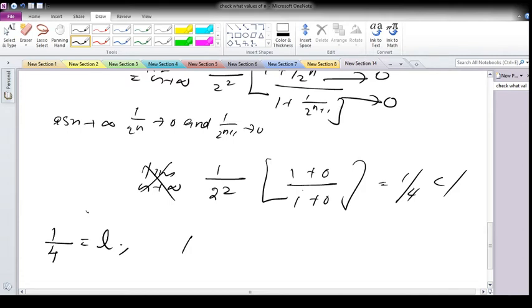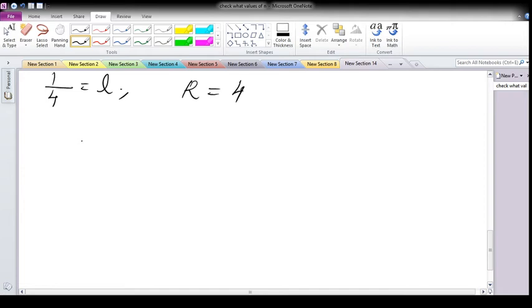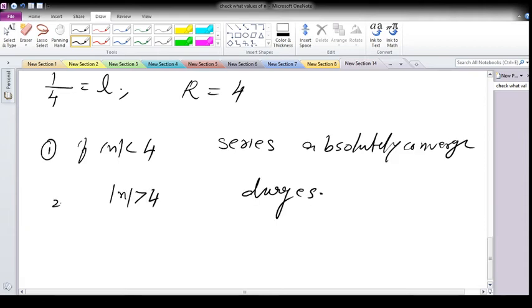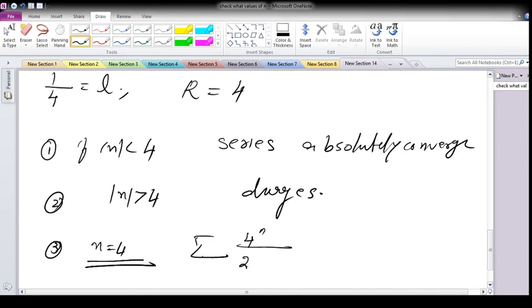Hence, by the ratio test of power series, you can say if mod x less than 4, the series is absolutely convergent. Mod x greater than 4 diverges. And at x equal to 4, we get summation 4 power n by 2 power n plus 4 power n.